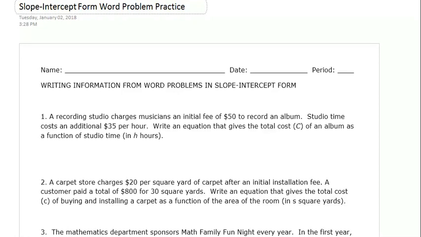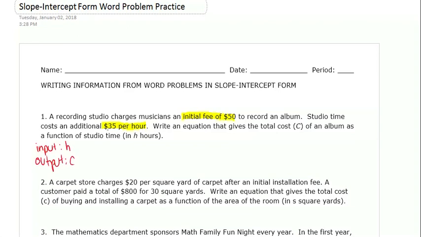Number 1. A recording studio charges musicians an initial fee of $50 to record an album. Studio time costs an additional $35 per hour. Write an equation that gives the total cost C of an album as a function of studio time in H hours. Here, you're inputting the number of hours to get out the cost.